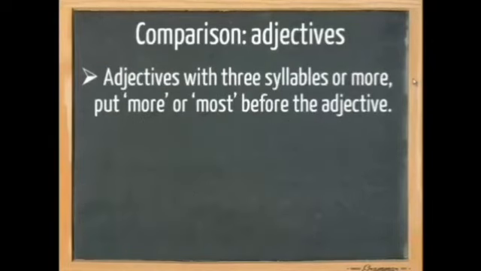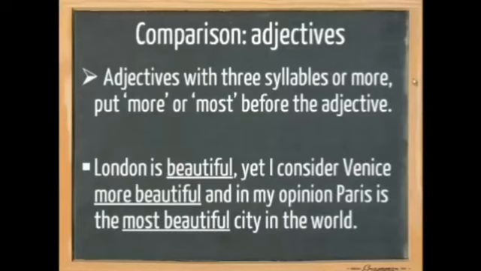Adjectives with three syllables or more just simply put more or most before the adjective. So more for the comparative and most for the superlative. London is beautiful, yet I consider Venice more beautiful, and in my opinion, Paris is the most beautiful city in the world.